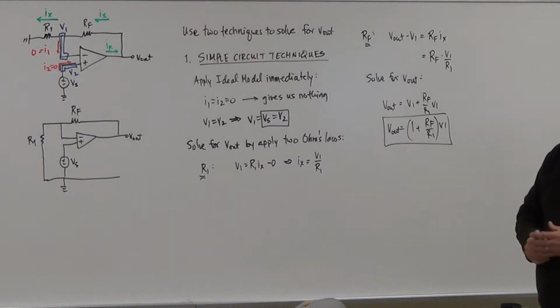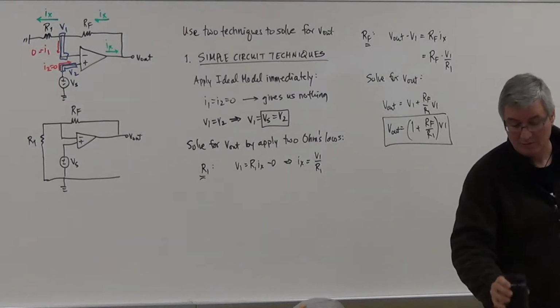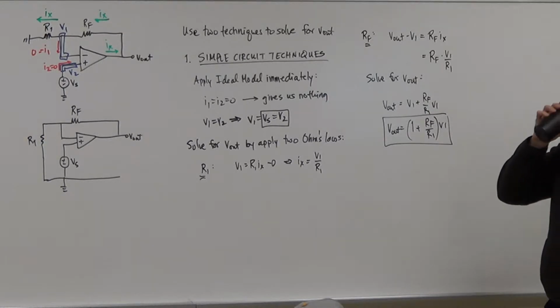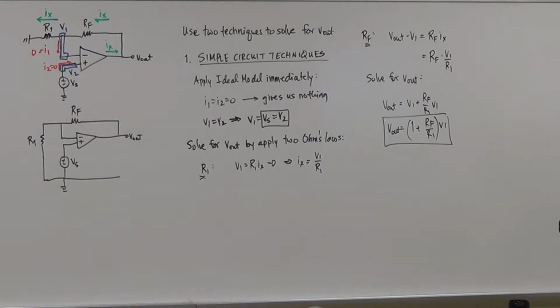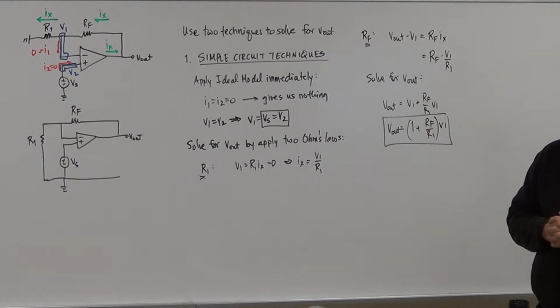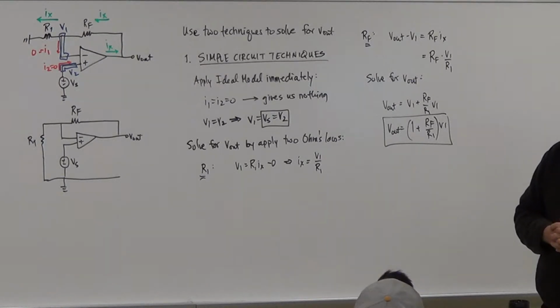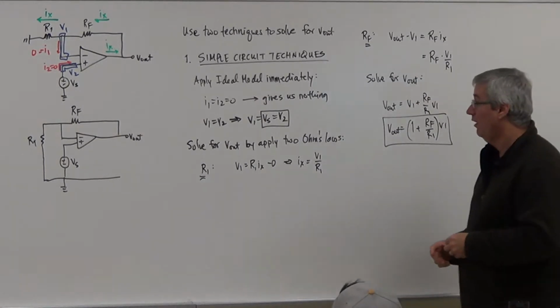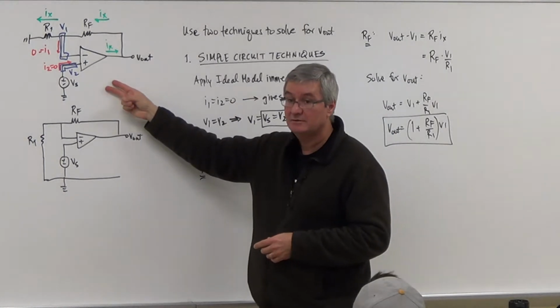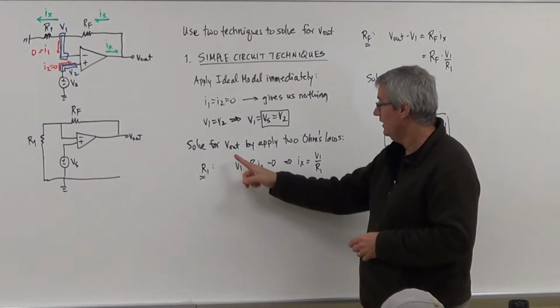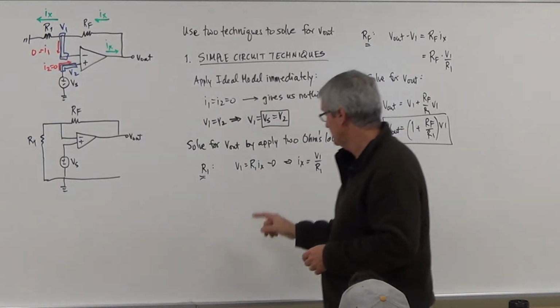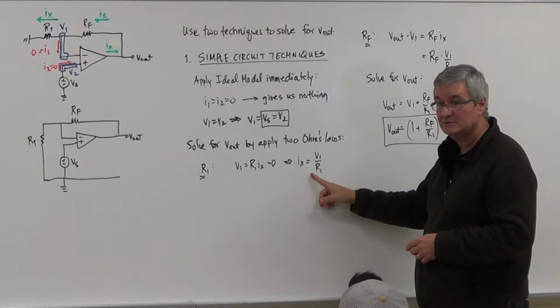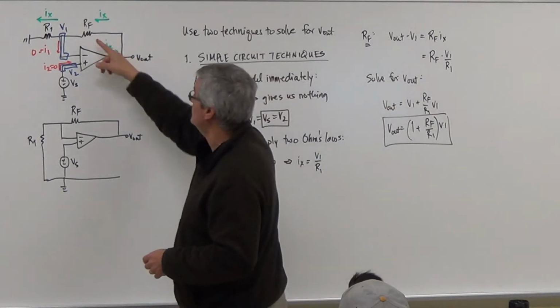Let's step back a moment. What you're seeing here is that I'm not really doing complicated calculations. Somebody walking by the room would say, what are you talking about? That looks really complicated. But it's not complicated. Just check it out. All I did is apply the ideal conditions right away to the circuit. That being the case, I'm going to solve for V out by using two Ohm's laws. I applied Ohm's law at R1, V1 gives me this Ix. And then I applied Ohm's law to this one here.